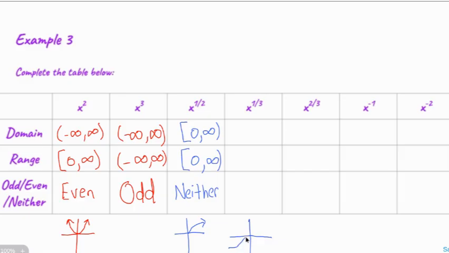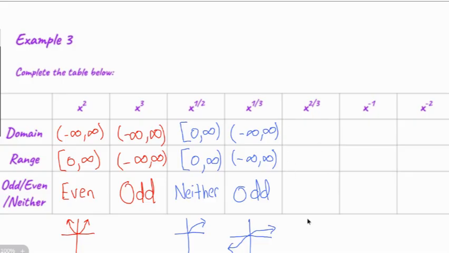Now, 1/3, that would look something like this. And while these are pointing left and right, they're also pointing up and down. So once again, we have a range and a domain of all real numbers. And then odd, even, or neither? Well, it's kind of, I mean, not based on my drawing. Don't base it off my drawing, but we have this odd symmetry. If I flip this upside down, it would be the same graph.